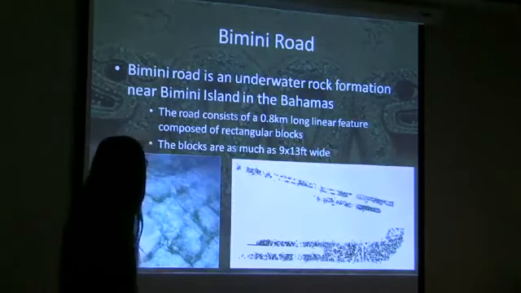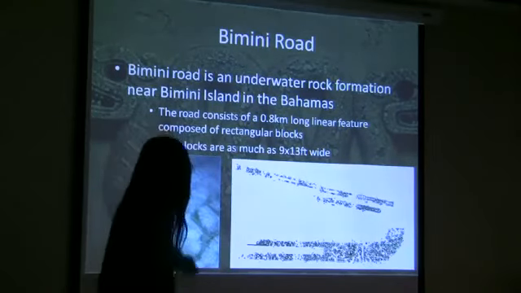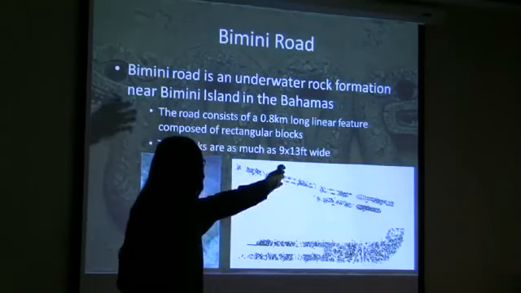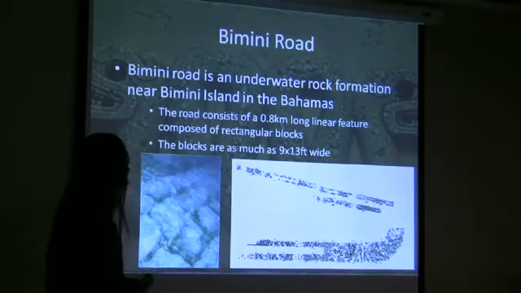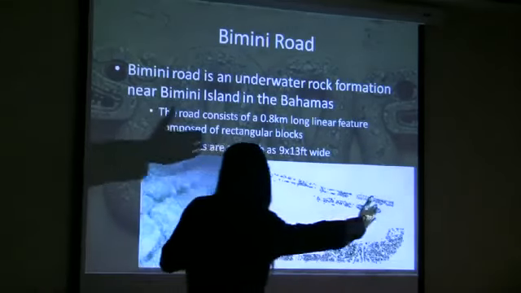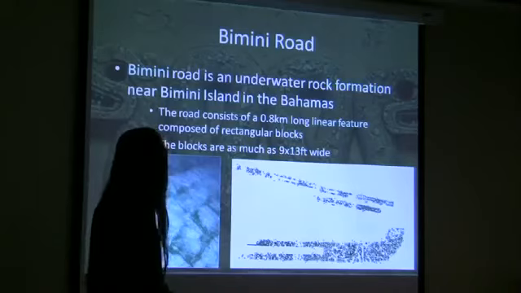And here's an overview of the entire formation. Okay, the entire Bimini Road formation. You can see it's got the parallel features on it and the curve in the road. That's basically the whole thing. And you're looking at about a kilometer. The distance of that picture is about a kilometer long, and you're looking at all the stone features.